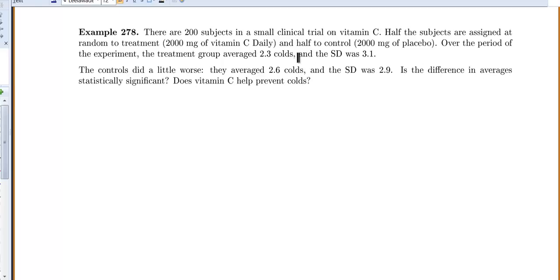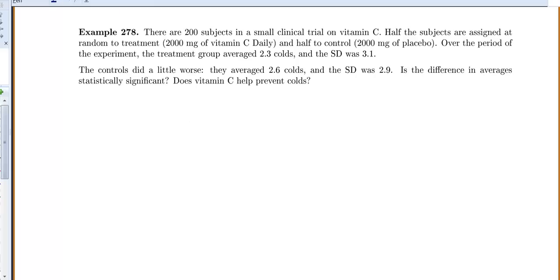So once again, there is obviously a difference in these sample averages, but we're wondering, is that difference in the sample averages just due to chance error? Or is this evidence that the population averages are also different? So, does vitamin C help prevent colds? That's what we want to answer here.